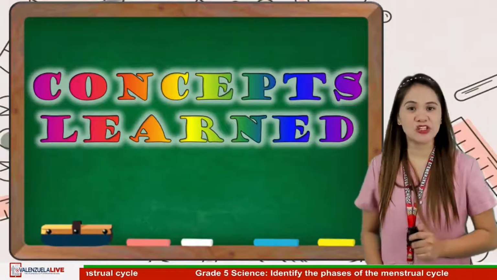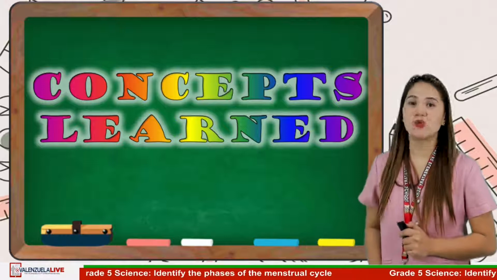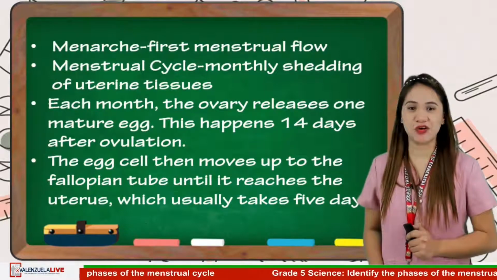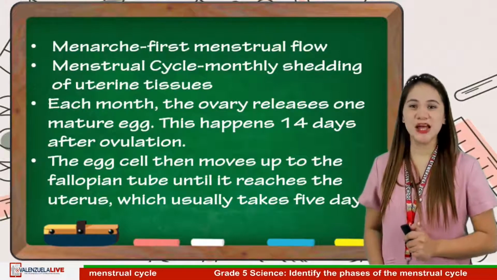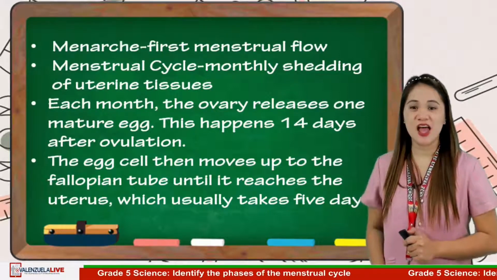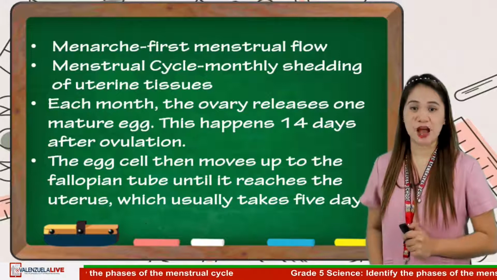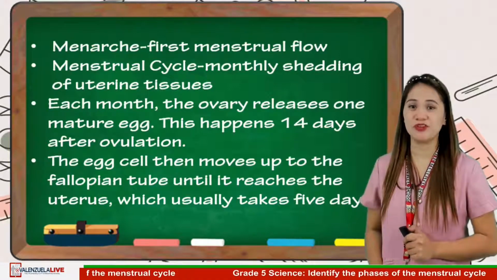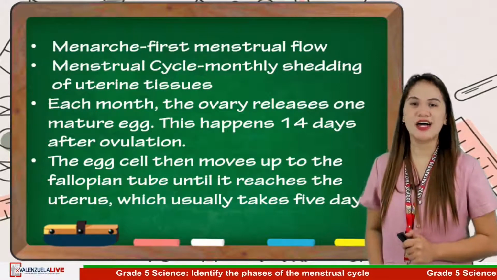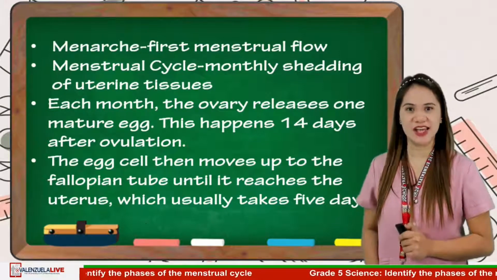Now, for the recapitulation of our topic today, let us again cite the concepts we have learned. Menarche is the first menstrual flow. Menstrual cycle is a monthly shedding of the uterine tissues. Each month, the ovary releases one mature egg, and this happens 14 days after the ovulation. The egg cells then moves up to the fallopian tube until it reaches the uterus, which usually takes place in 5 days.